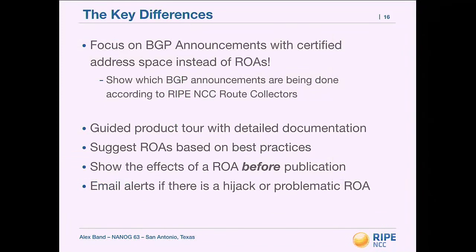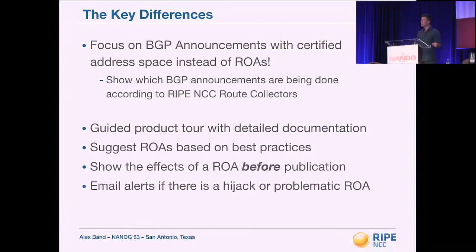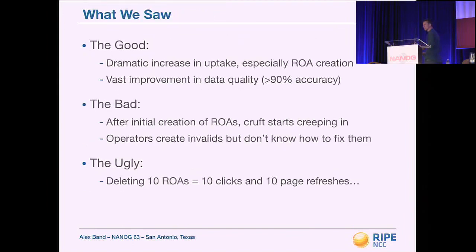So the key differences here: focus on all of the BGP announcements, so use the root collectors to support all of this. Do a product tour, suggest ROAs based on best practices, and also show the effects before you publish. So if you would create a ROA, it would give you an overview of all of the affected BGP announcements, saying, if you publish this now, this is what will happen, just so you know. And then if you were completely happy with the result, you could hit publish and go. And lastly, like I said, email alerts.